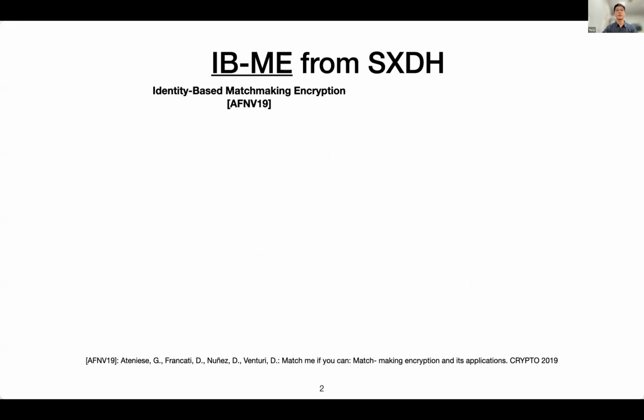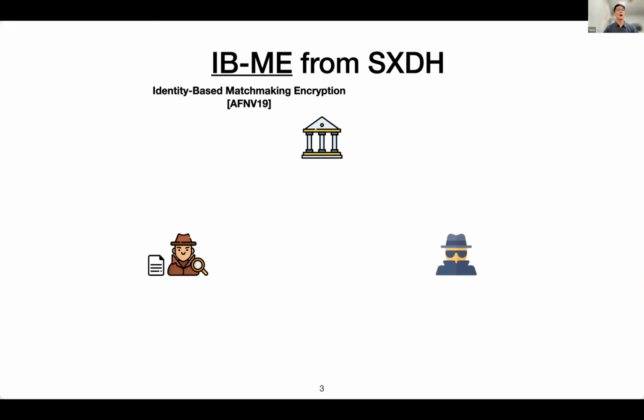Let's start with the introduction of identity-based matchmaking encryption, short for IBME. It was proposed by Ateniese et al. in Crypto 2019. Here are an authority, a sender, and a receiver. The authority first initializes the system and produces the master public key, MPK, and the master secret key, MSK. It uses the MSK to generate the senders' and the receivers' secret keys with their attributes or identities respectively.